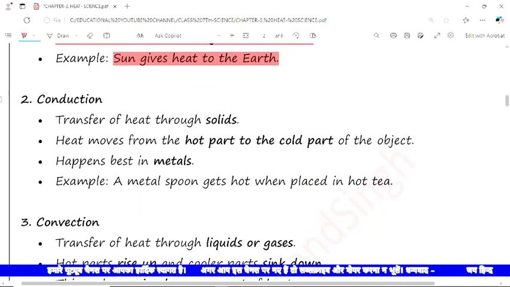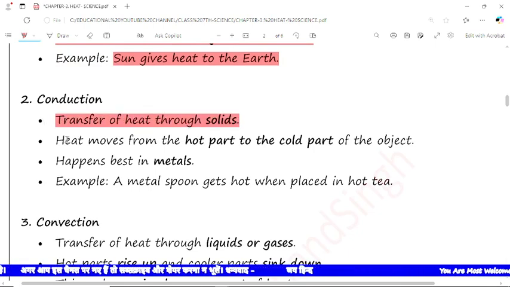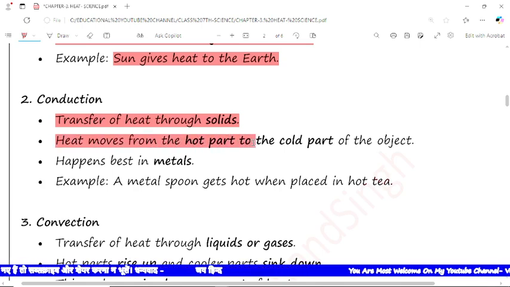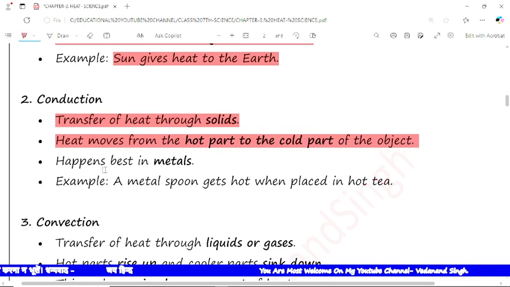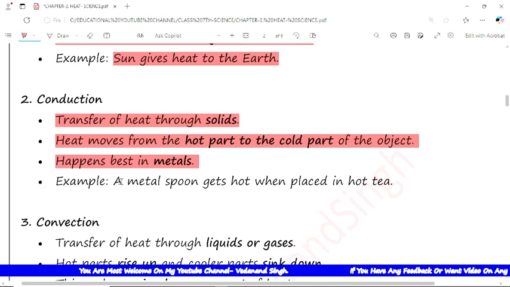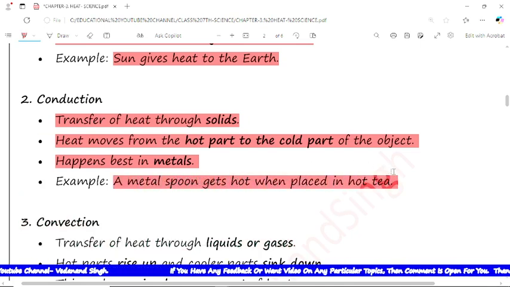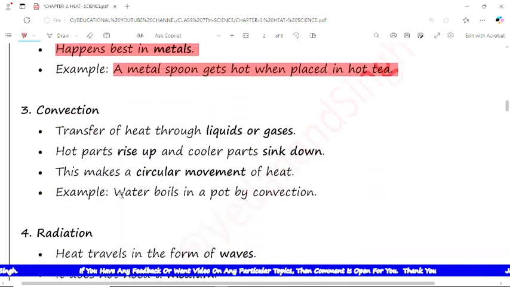Now the next is conduction. Conduction is transfer of heat through solids. Heat moves from the hot part to the cold part of the object. Next, it happens best in metals. Next example is, a metal spoon gets hotter when placed near hot tea. So next is convection.